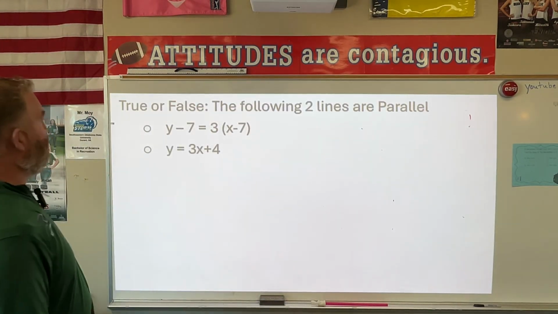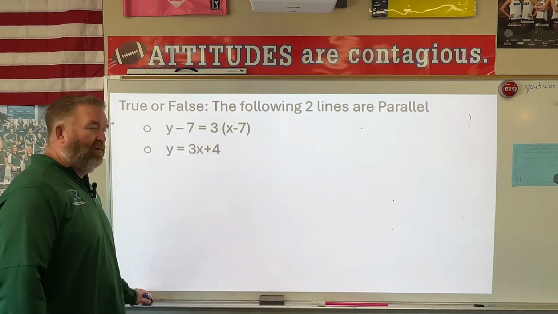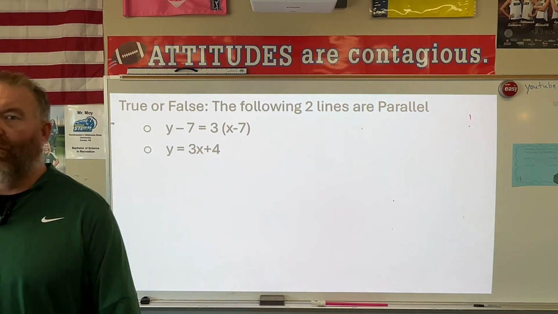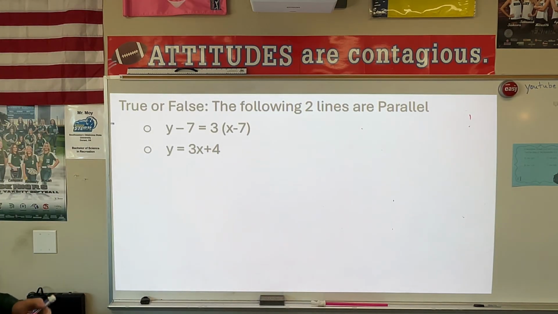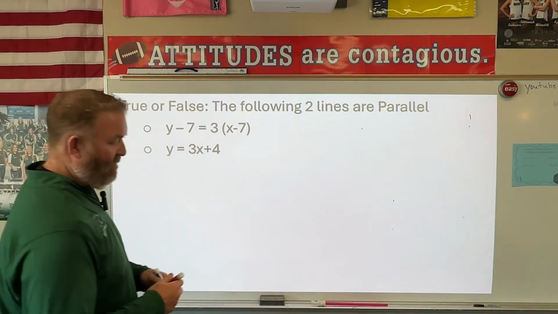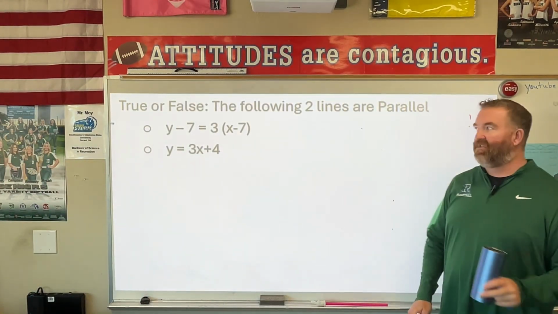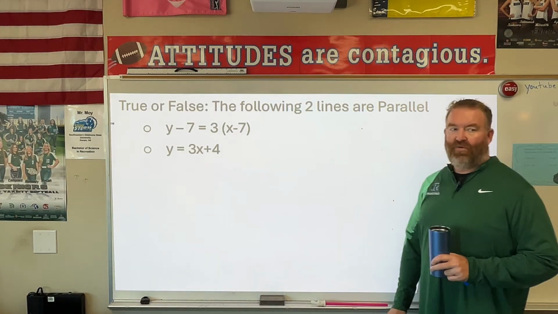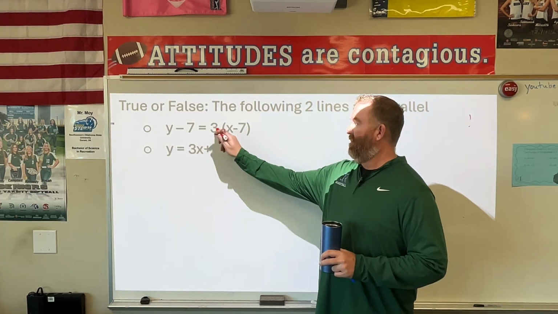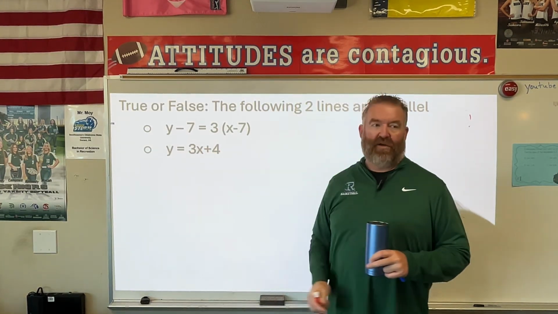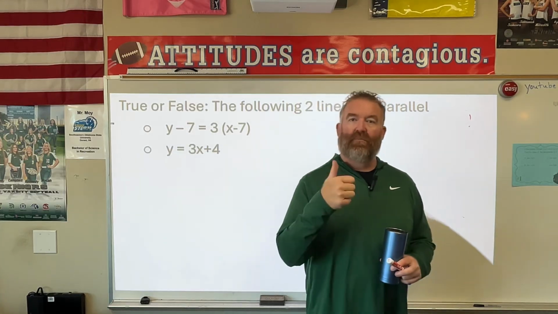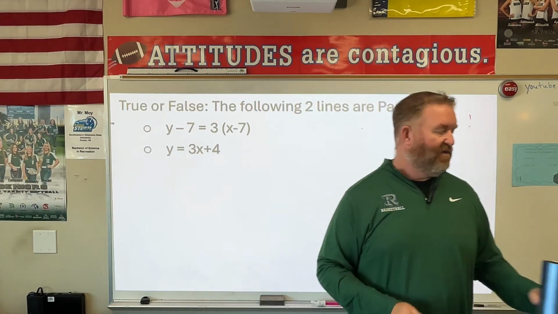Moving on. True or false? They're parallel. Okay, so if I'm asking you if they're parallel, what am I looking at? The what? The slopes. So where would I find the slope after both of these? After the equal sign. So what's the slope of this one? 3 and 3, which means are they parallel? Yes, they're parallel. Okay, they're 3 and 3, so we're good.